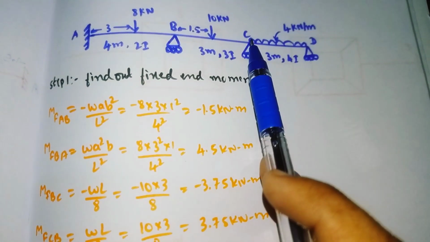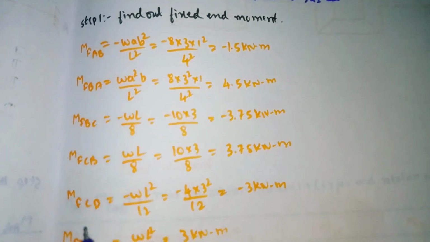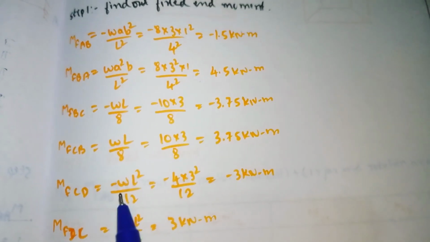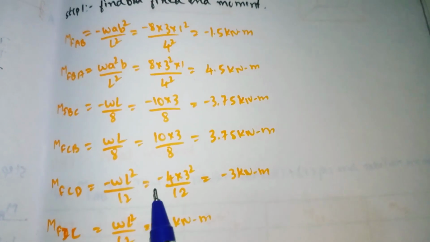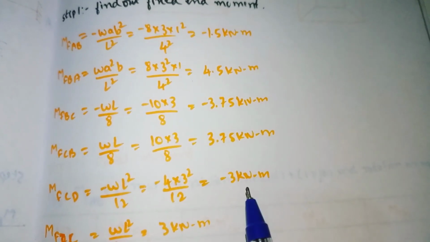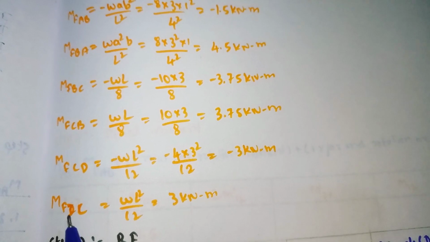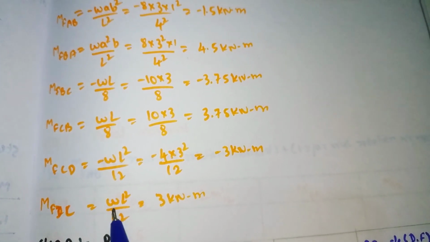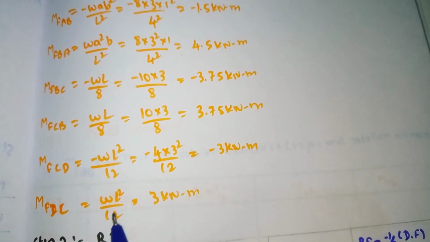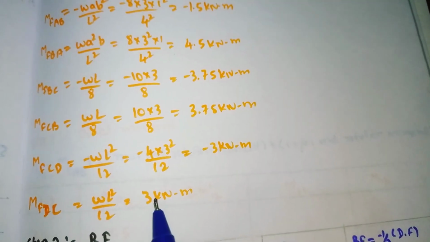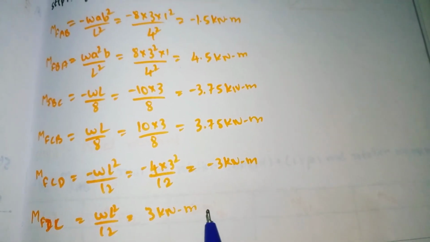Similarly, for member CD, it is carrying the UDL. For that we have the formula MFCD is equal to minus WL square divided by 12. Substitute all the values, by simplifying it will come out as minus 3 kilonewton meter. Similarly, for MFDC, we have the formula WL square divided by 12. So it will come out as 3 kilonewton meter.